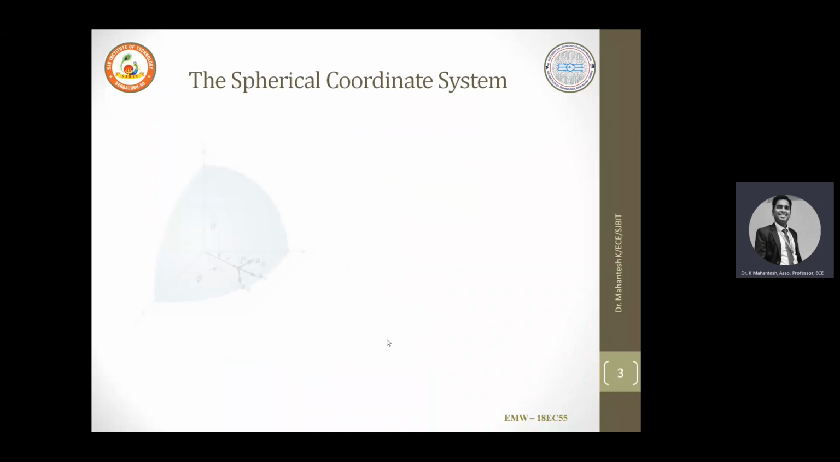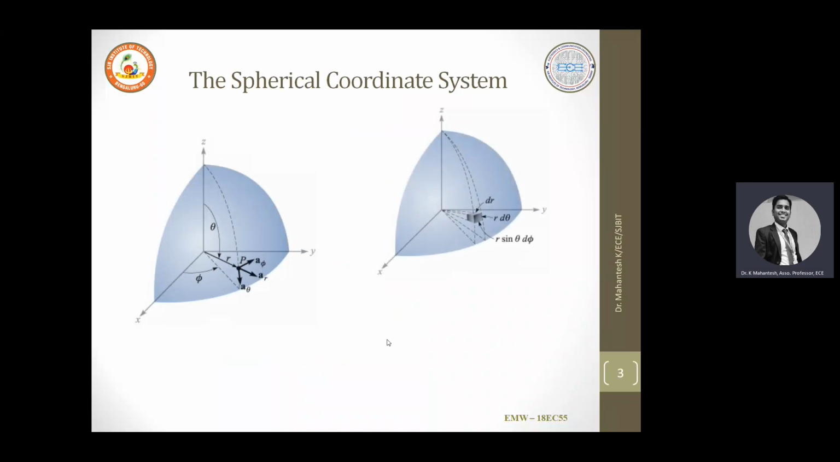A quick review of the spherical coordinate system: it consists of rho, phi, theta as coordinates. Rho is in the direction of the radius. Phi is an angle called the azimuthal angle, which is measured with respect to the x-axis and the line joining the origin and point P. And theta is the other coordinate in the spherical coordinate system, obtained with respect to the z-axis and the line joining the origin with point P again.